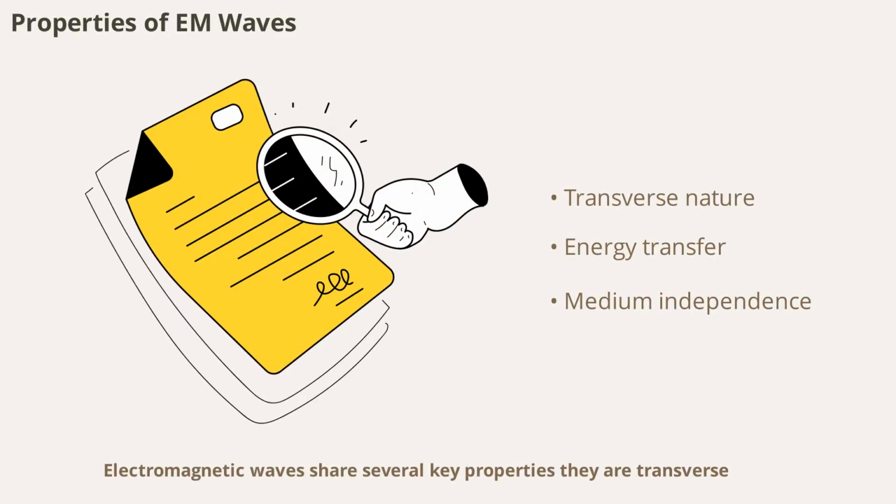Electromagnetic waves share several key properties. They are transverse, can travel through a vacuum, and carry energy and momentum. Their speed depends on the medium, and they can be reflected, refracted, diffracted, and polarized. These properties make EM waves incredibly useful in a wide range of scientific and technological applications.